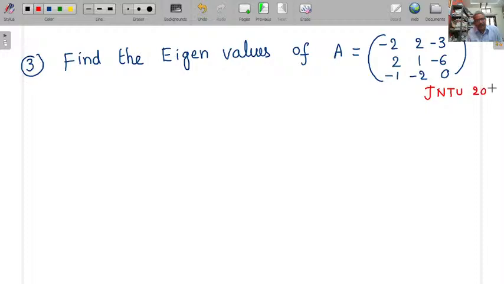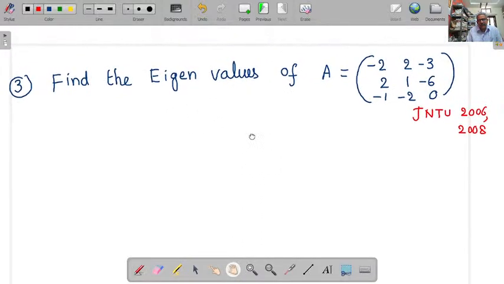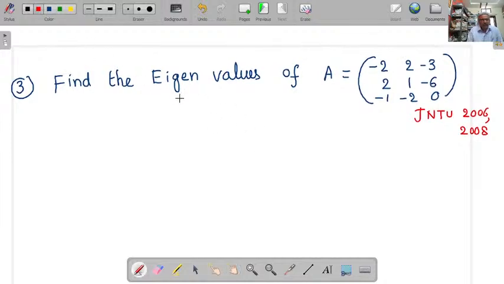This question was given in JNTU examination, that is 2006 as well as 2008 also. Two times it has appeared in JNTU examination, and it may be useful for different states also. Right, now we need to discuss. All of you just note down the question. First of all, you are asked to find the eigenvalues of this A: minus 2, 2, minus 3, 2, 1, minus 6, minus 1, minus 2, 0. So, my dear students, all of you note down and just try to solve by your own. After that, check my method.